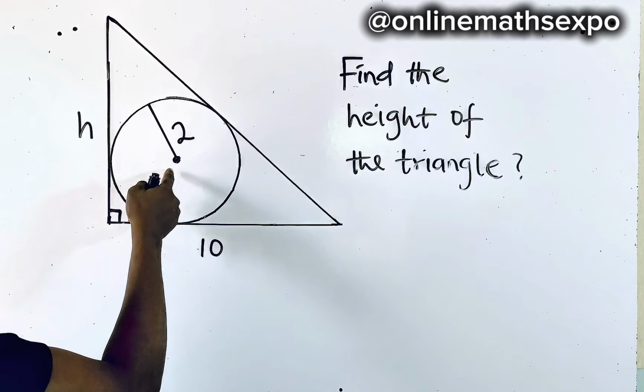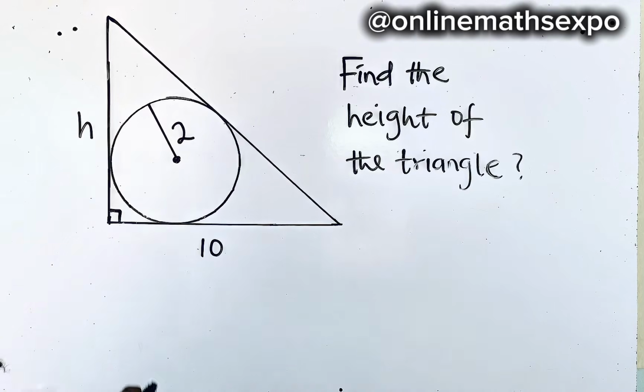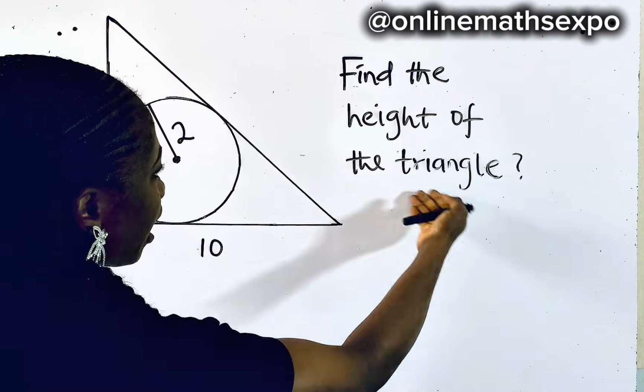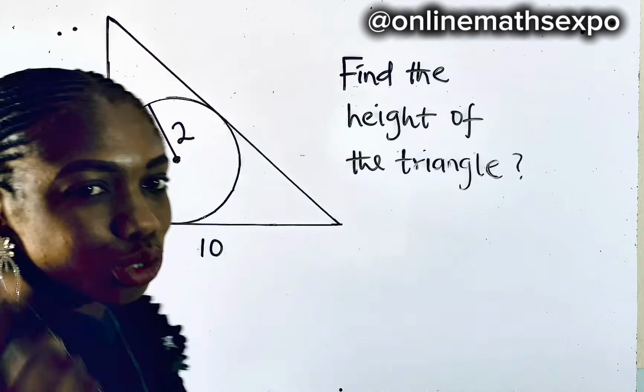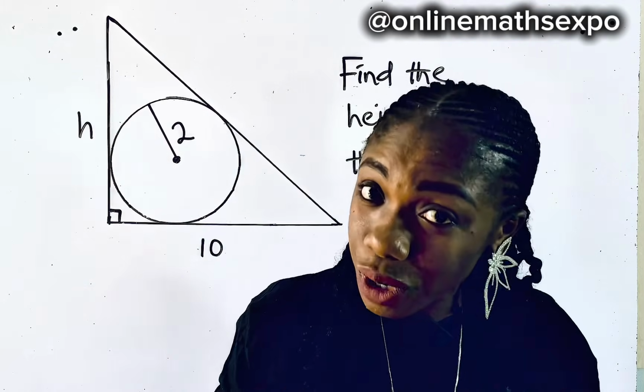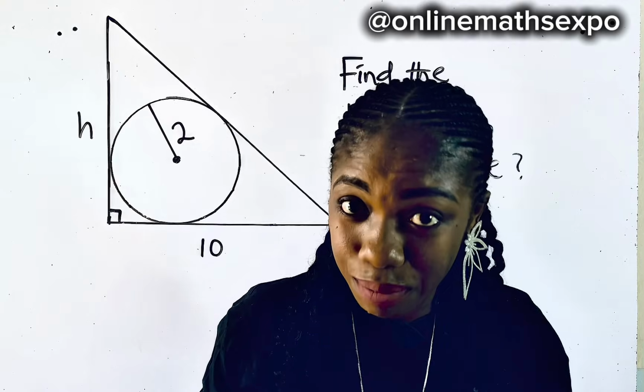The circle also has a radius of 2 units. The question is to find the height of the triangle. We want to find this height. Now, how do you do that? Is it something you can do? Relax, I will take you through that step by step.